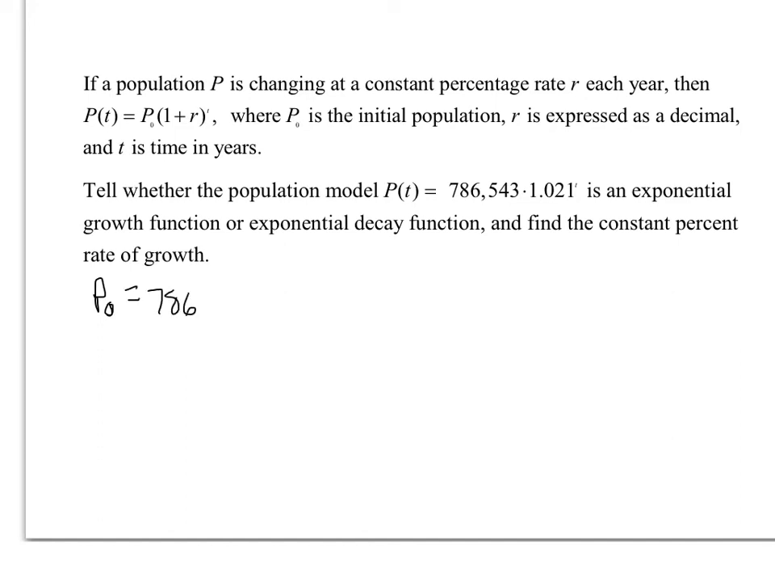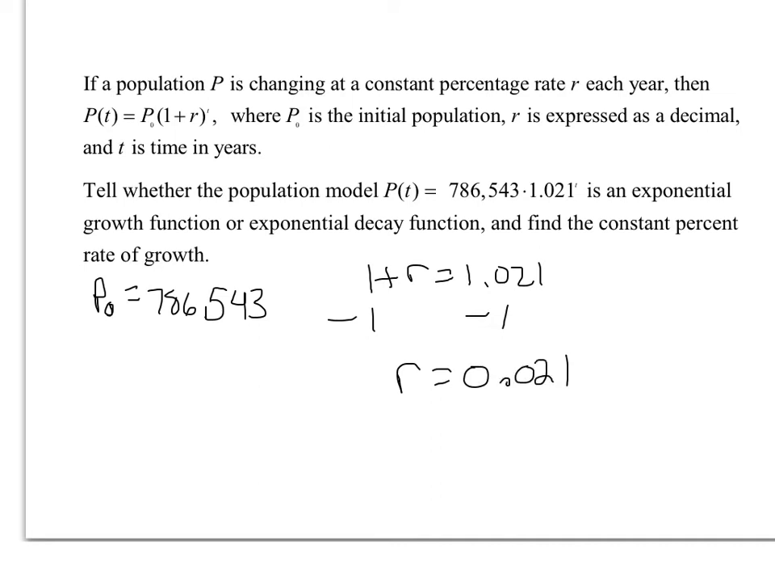Okay, so I know P naught is 786,543. And I know 1 plus R equals 1.021. So if I subtract that 1, I get R is positive 0.021. So you know now it's growth, because this is greater than 0. And it wants the constant percent rate of growth. This is the decimal, so multiply it by 100, you get 2.1% growth.